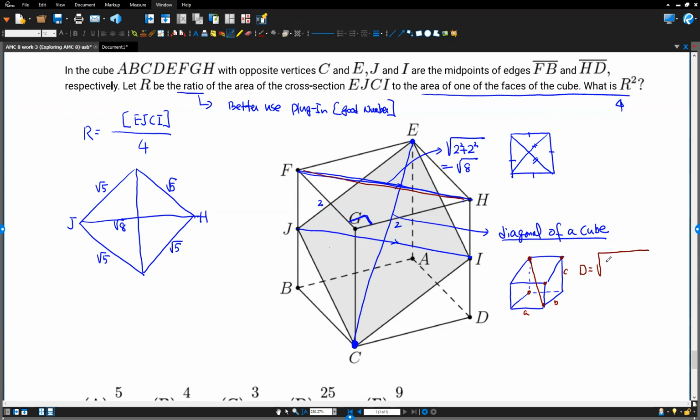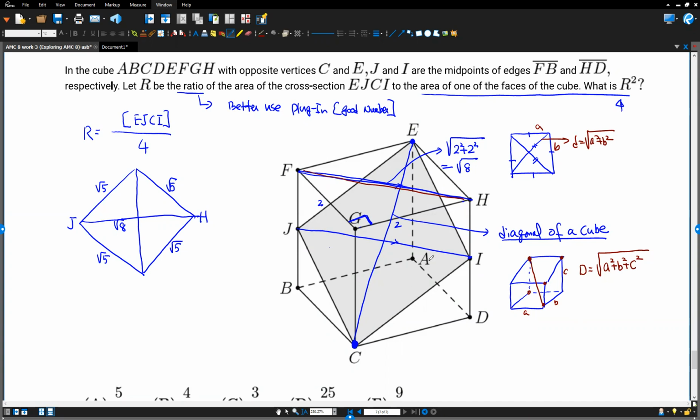This is equal to the square root of a squared plus b squared plus c squared. Very similar to the Pythagorean theorem, right? Just one more term because this is a three-dimensional solid. For the two-dimensional one with a and b, this diagonal equals the square root of a squared plus b squared. This is three-dimensional, just one more, c squared. That is the length of a diagonal of a cube.